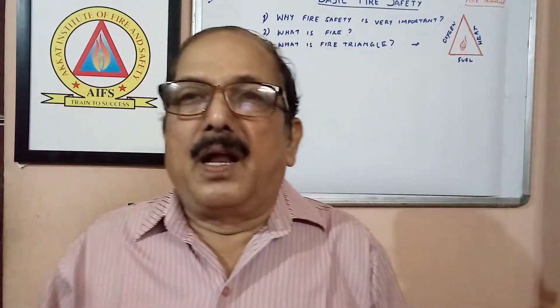All of you know that oxygen is a gas. It is available in the air. How much percentage of oxygen is available? 21% of the air is oxygen, 78% is nitrogen, and 1% is other gases. These are the atmospheric composition.